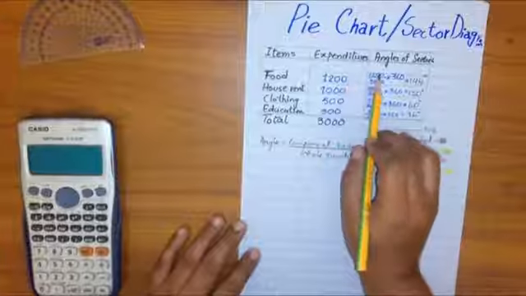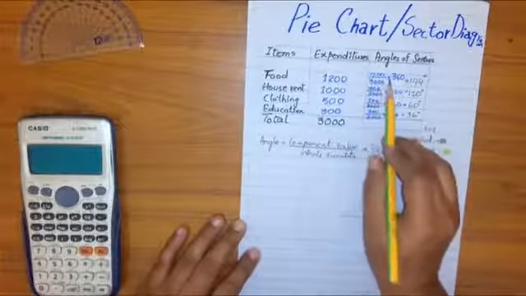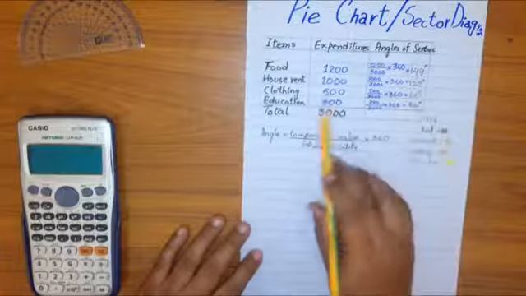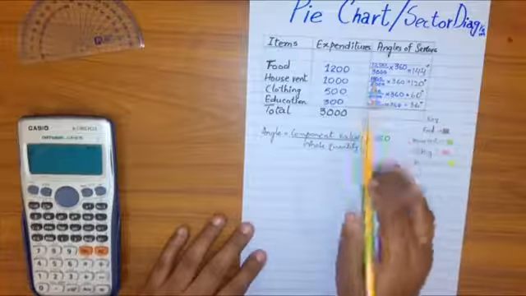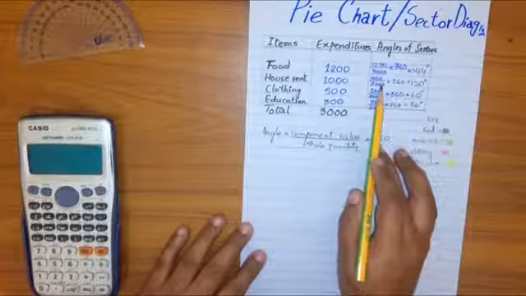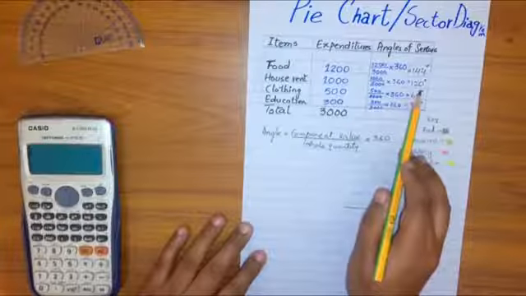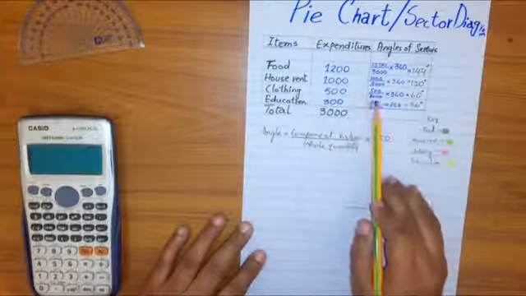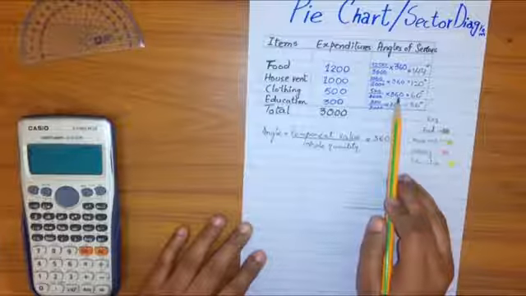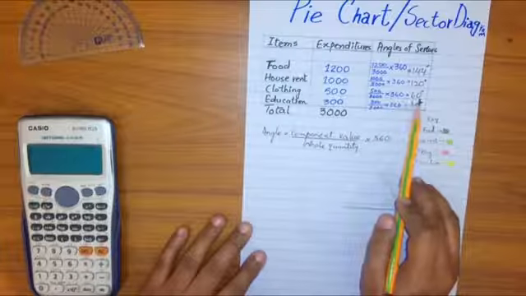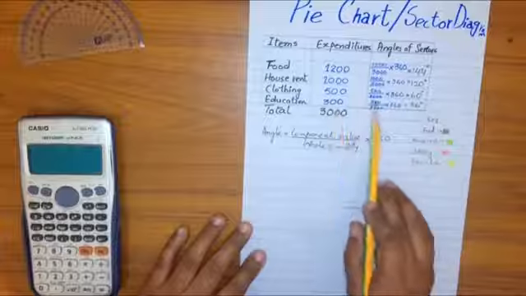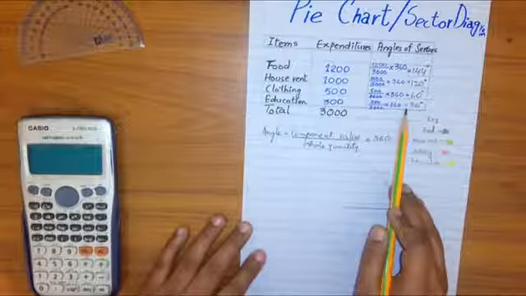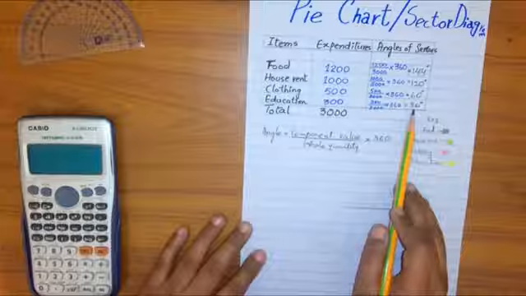For food, 1200 divided by 3000 multiplied by 360, which is equal to 144 degrees. For house rent, 1000 divided by whole quantity, which is 3000, multiplied by 360, is equal to 120 degrees. For clothing, 500 divided by 3000 multiplied by 360, which is equal to 60 degrees. For education, 300 divided by 3000 multiplied by 360, which is equal to 36 degrees.